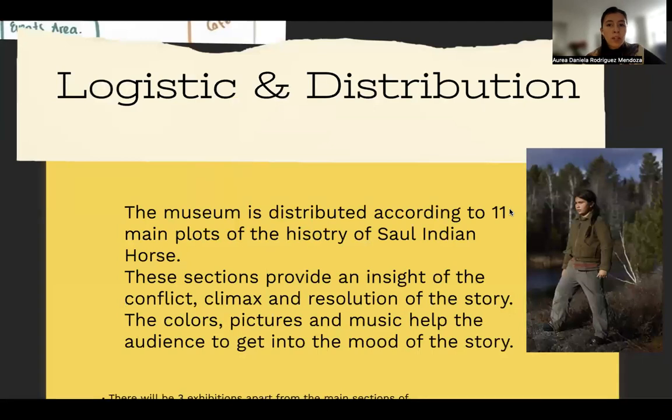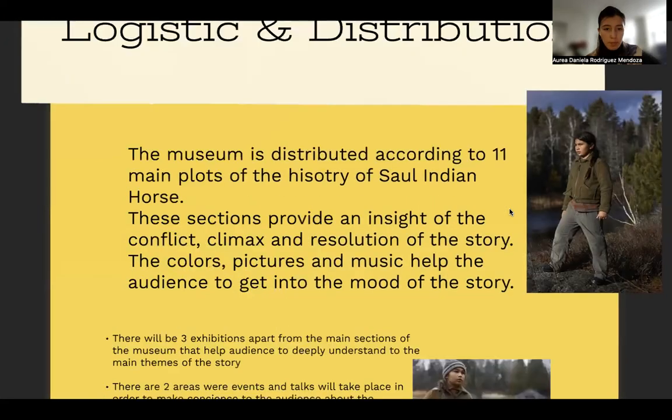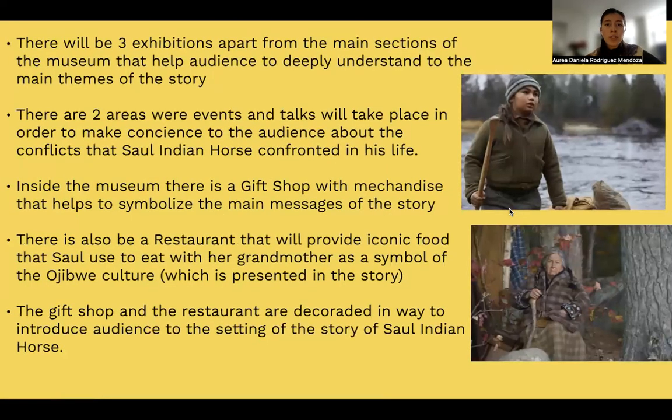The museum is distributed according to 11 main plots of the story. These sections will provide an insight into the conflict, climax, and resolution of the story. The colors, pictures, and music provided in the museum will help the audience get into the mood of the story. There will be three exhibitions apart from the main sections of the museum to help the audience deeply understand the main themes of the story.